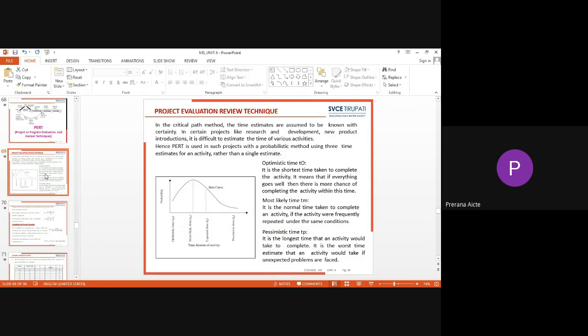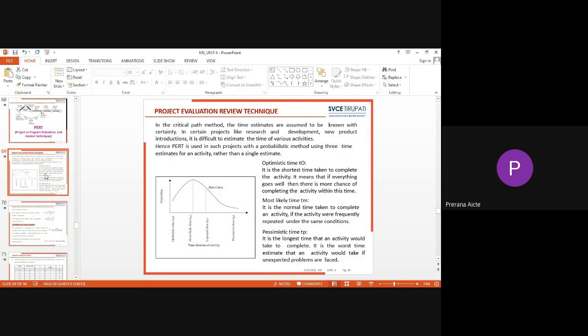Probability involvement is there because these are the first kind of projects which are being started. So one cannot judge or estimate the exact duration of each and every activity involved in the project. So for that purpose, we generally try to assume three time estimates. The three time estimates are basically considered with the help of a beta distribution.